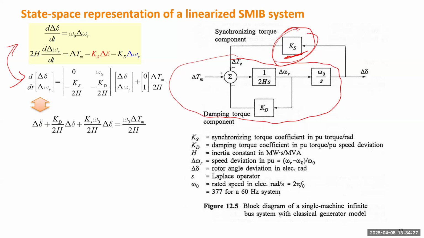Another thing we can do is eliminate the first state variable, delta omega r. We just plug the first equation into the second. Then we only have delta delta, so we'll have a linear second order differential equation.